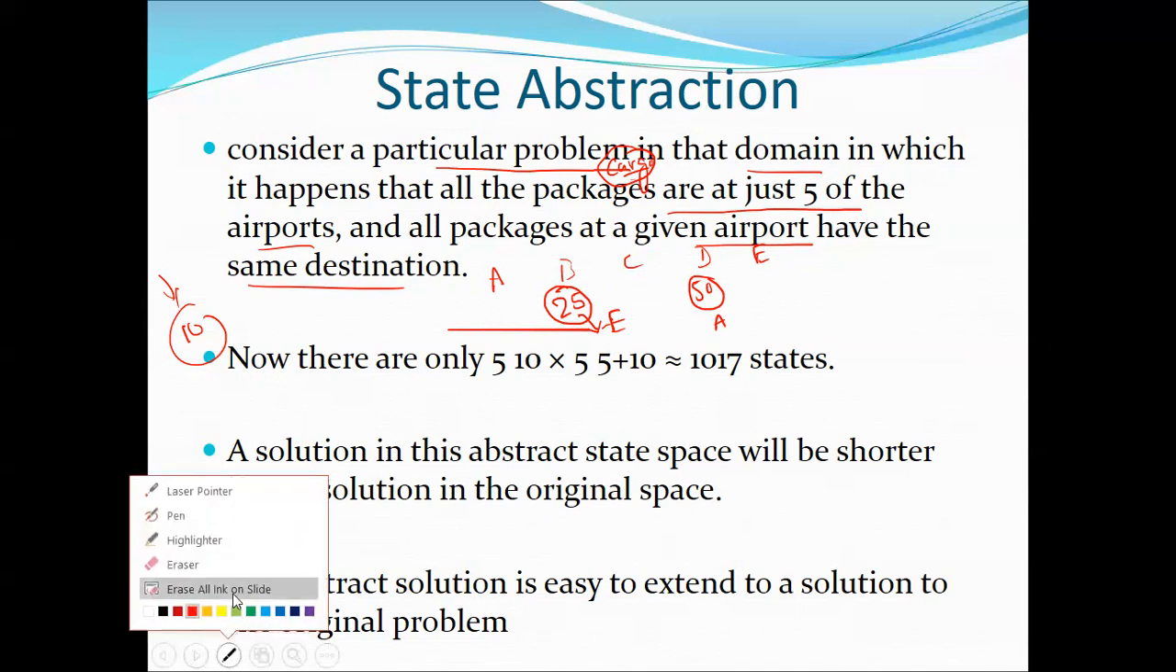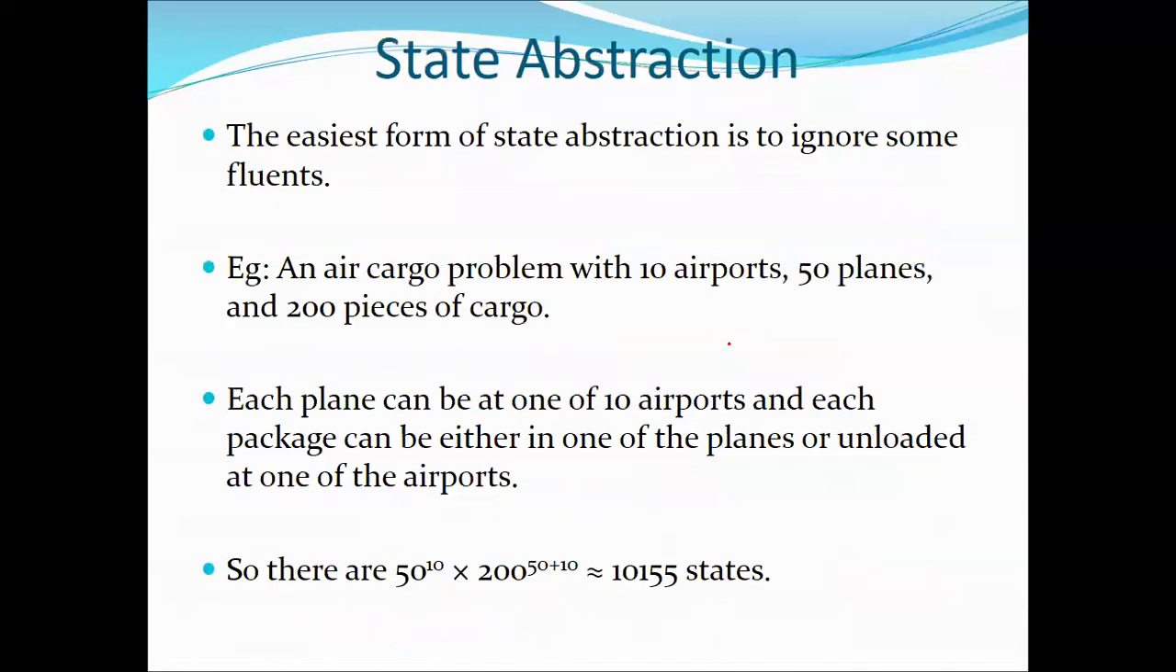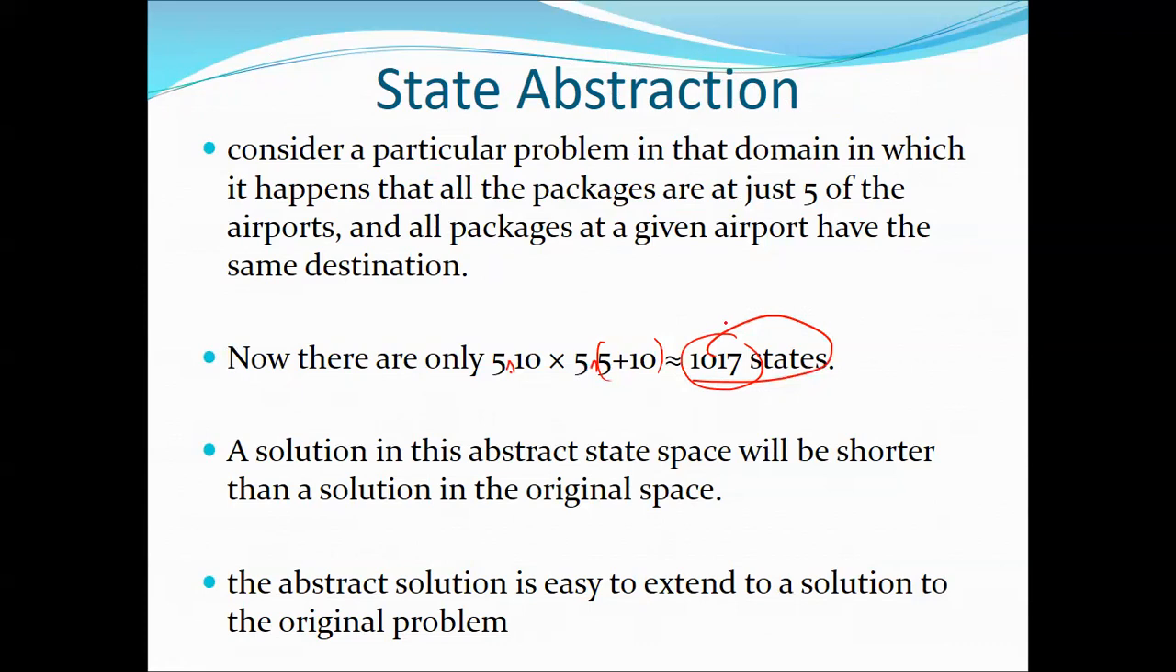So this is a relaxed version of the problem. Here we have abstracted the problem. The original problem is of bigger size, and we have abstracted it. After performing this abstraction, it has only this many states: 5 to the power 10 and 5 to the power 5 plus 10. It has only about 10^17 states. So compared to 10^155 states, the number of states was reduced very much.